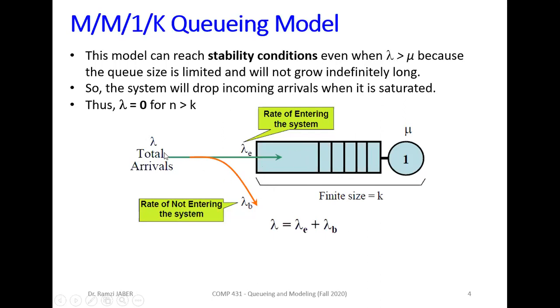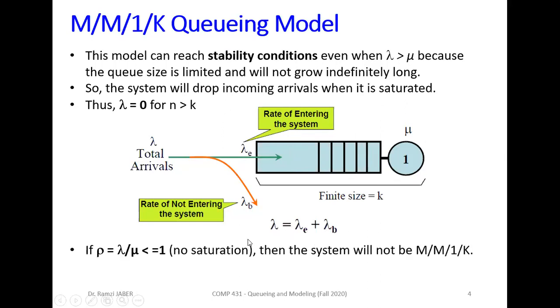Here in this system, lambda will be divided. Lambda E enters the system. Who enters the system? To calculate its stability condition, to make our equations, okay? And the others will not enter the system. We call it lambda B, not entering the system. So lambda equals lambda E plus lambda B. Here we must have rho bigger than 1, okay? This is lambda E and lambda B.